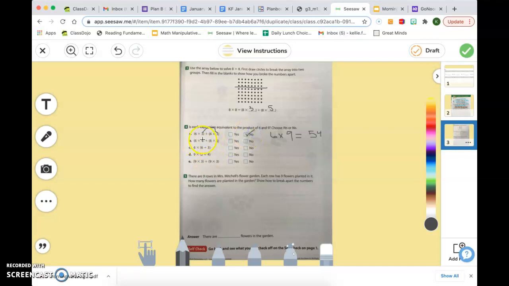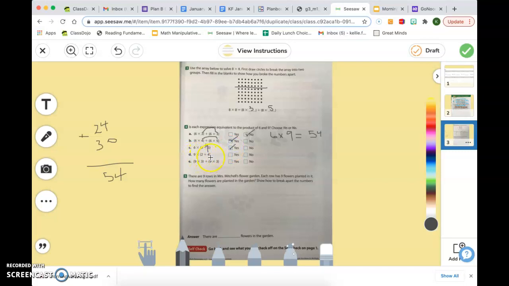6 times 4 plus 6 times 5. 4 and 5 do make 9. And let's just check. 6 times 4 is 24. 6 times 5 is 30. If we add those together, we get 54. So that one's a yes. 6 times 6 plus 3. Well, we know we solved the parentheses first. 6 plus 3 is 9. Now we multiply 6 times 9, which we know is 54, so that's a yes.